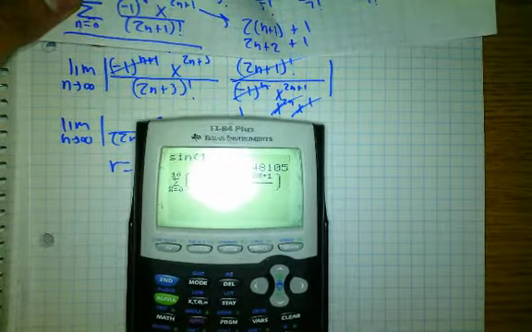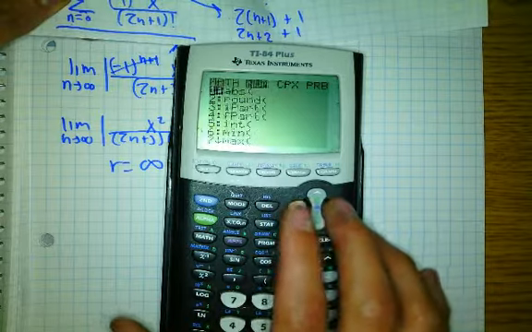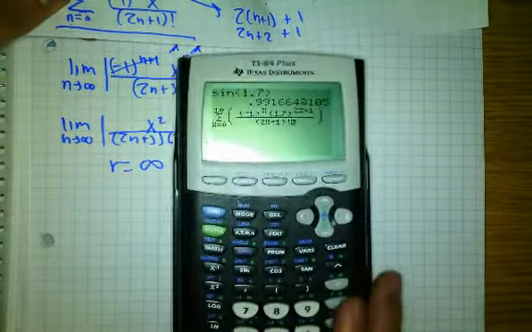The factorial is under math. If you go over to probability, it's option number 4. So let me make sure, did I type it all correct? Yes?